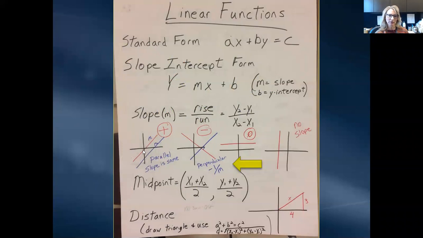And if two lines are parallel, that means their slope is the same. And these lines have positive slope. This red line here has a negative slope, and this line here has a positive slope.